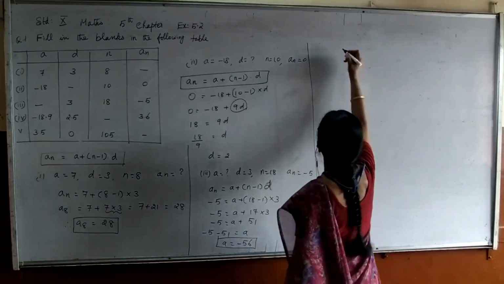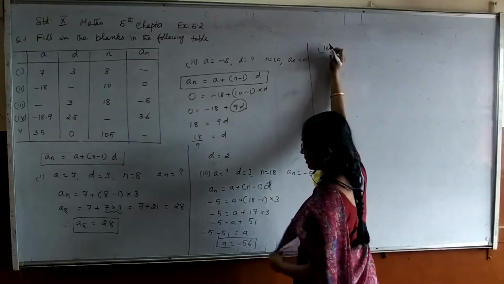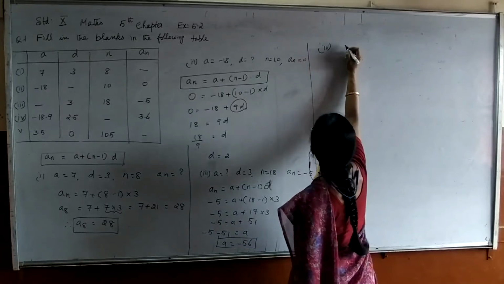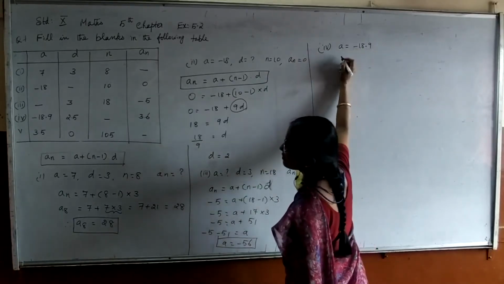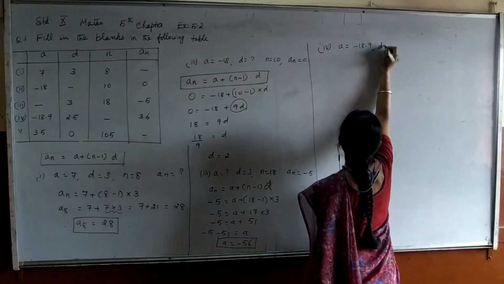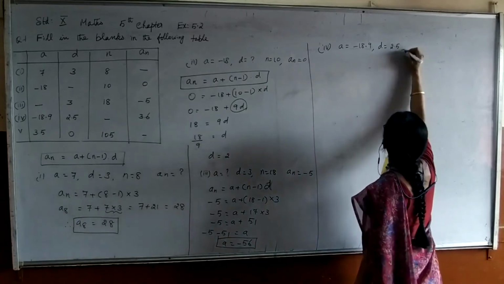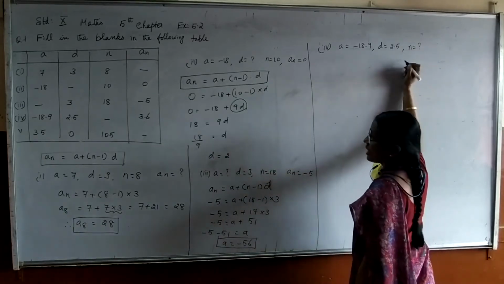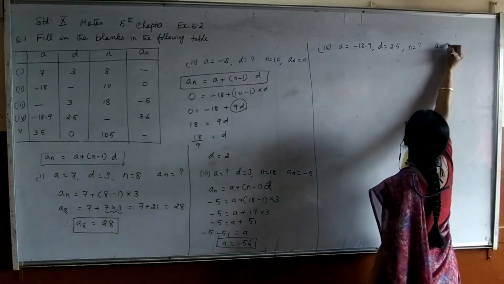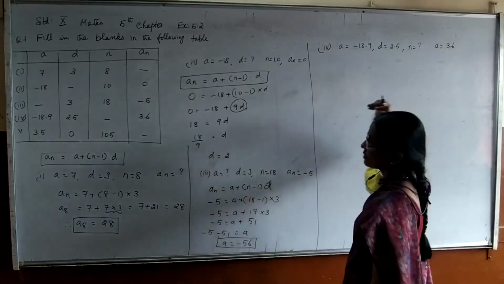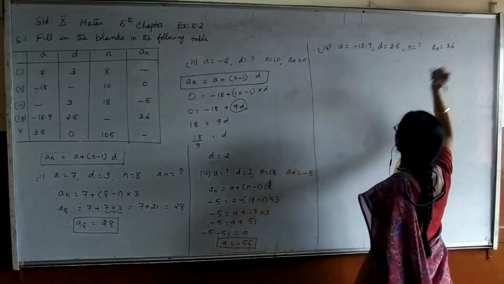We go to the fourth subdivision. In the fourth subdivision, we are given A is equal to minus 18.9, D is 2.5, N is question mark, and An is 3.6.